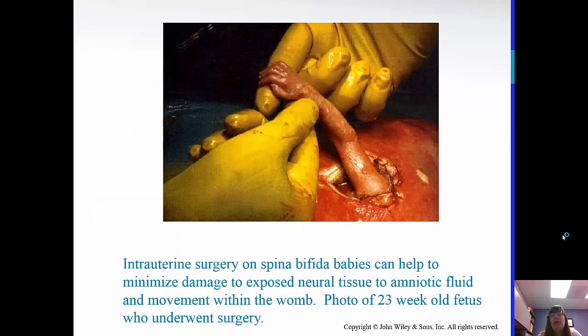This is just a picture showing you intrauterine surgery on a spina bifida baby. And again, this can help minimize the damage of the exposed neural tissue so that the baby can kind of proceed to live a normal life.